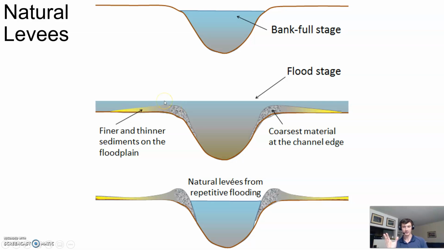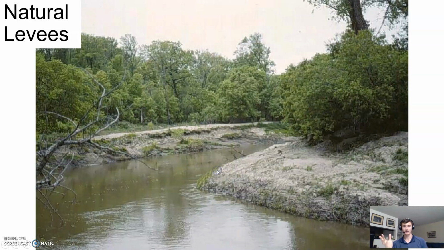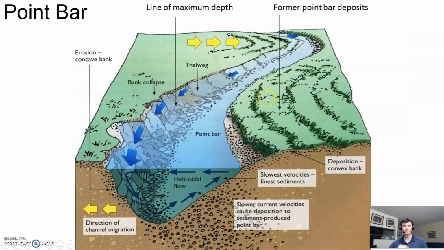You repeat this process many times with floods until you build up a natural levee, which stops any more floods from occurring. And you can see it a little bit here, right? You have this natural levee, which prevents flooding except in more extreme cases, huge precipitation events.